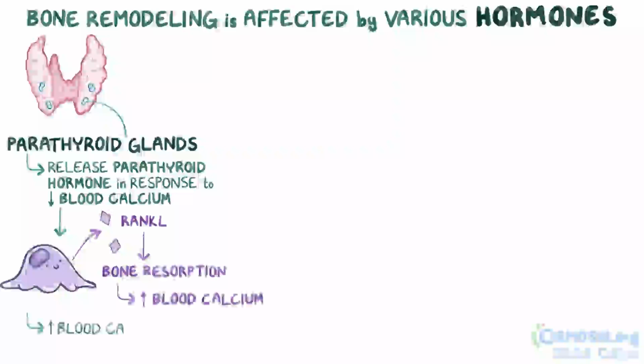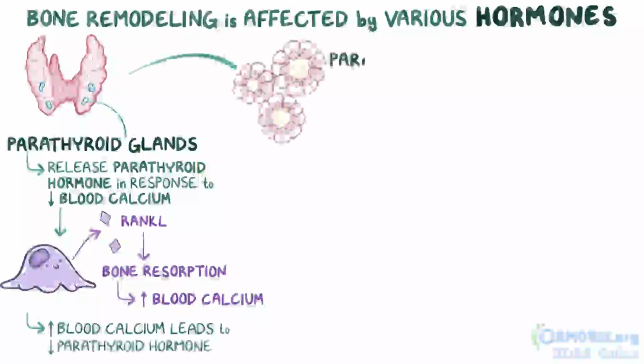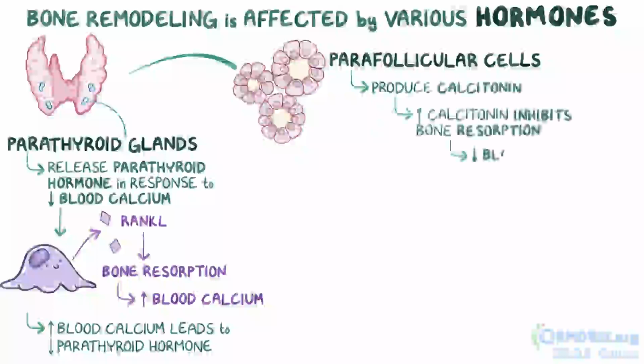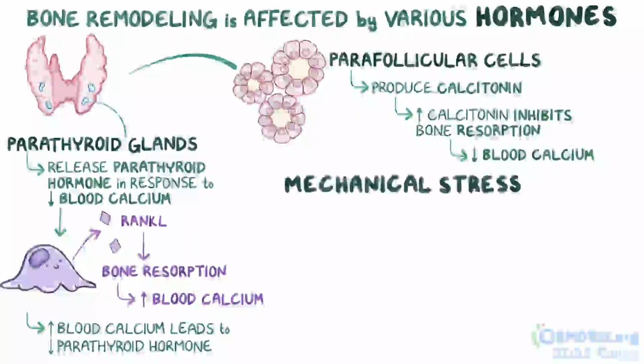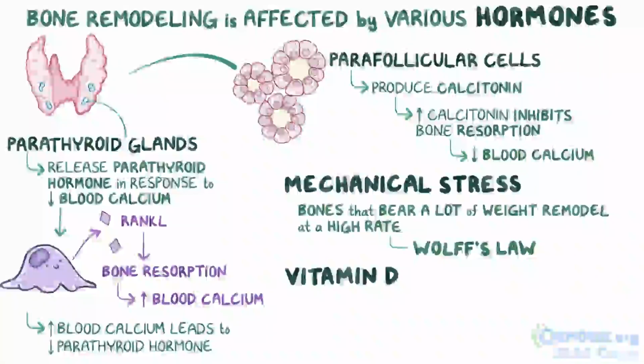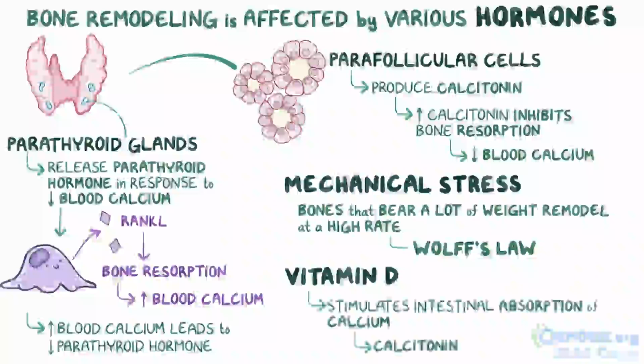Now, when the blood calcium level is higher than normal, the parathyroid gland releases less parathyroid hormone to have less bone resorption. Now, in addition, parafollicular cells in the thyroid gland produce a hormone called calcitonin. High calcitonin levels inhibit bone resorption, which results in lower blood calcium levels. Another factor on bone remodeling is mechanical stress. That's why bones that bear a lot of weight remodel at such a high rate, a phenomenon called Wolff's Law. Next, there's vitamin D, which stimulates intestinal absorption of calcium, which then causes calcitonin levels to increase, and that inhibits bone resorption.